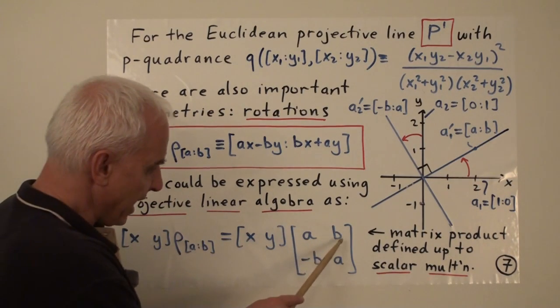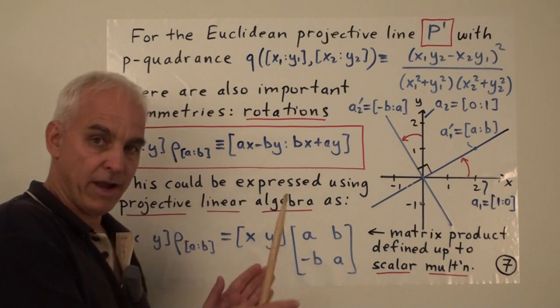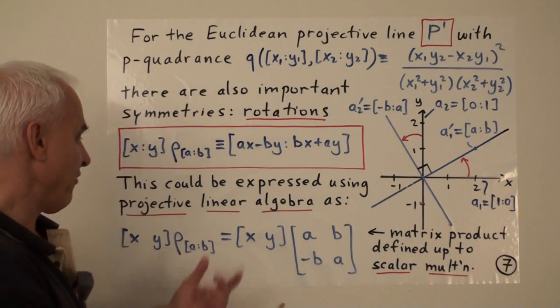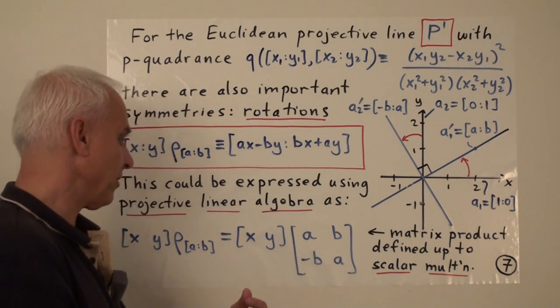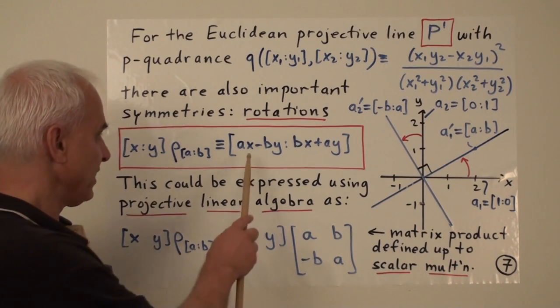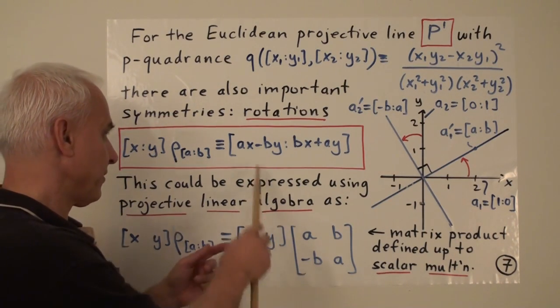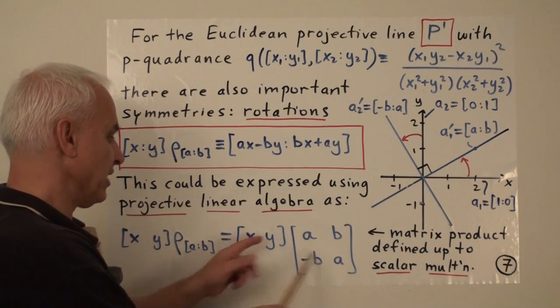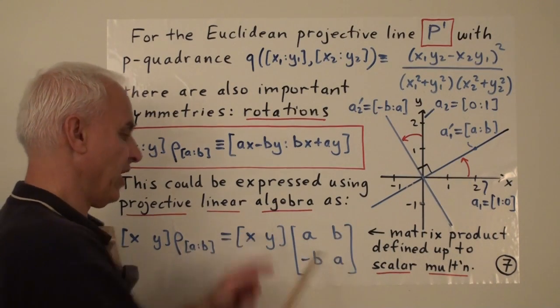Alright, so this little matrix, A, B, minus B, A, which is the 2 by 2 array, there's a way of multiplying this matrix with this matrix to give exactly the new matrix AX minus BY and BX plus AY.